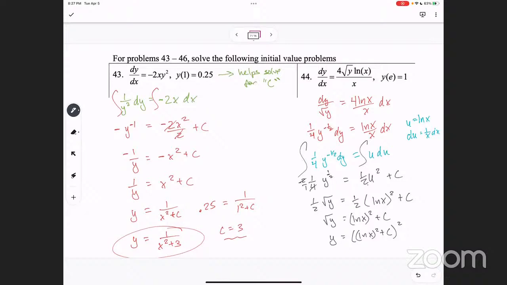So if y equals 1, wait a minute. Okay, now I'm going to plug in the point e, 1. So 1 equals ln of e squared plus c squared. And ln of e just equals 1. So wait, c equals 0, I think. Yeah. So then it's just y equals ln x to the 4th, right? Yeah. Perfect.